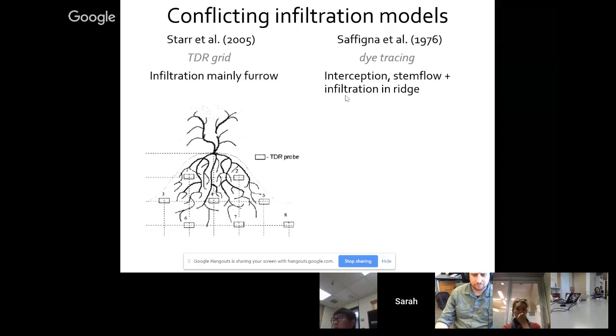But the problem is, in the literature, all these studies give very different results. Some say infiltration mainly happens in these furrows, and so a lot of it is lost because it directly goes to the groundwater. Others have shown, for example, with this dye tracing, that there is interception of this water and it is efficient. So there's quite a controversy and not really a lot of quantitative information on what's really happening there.